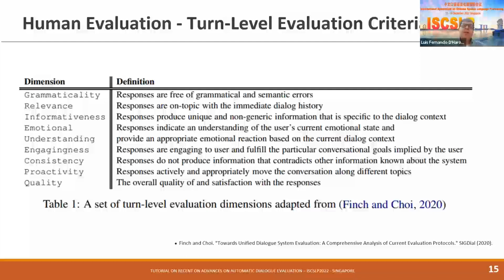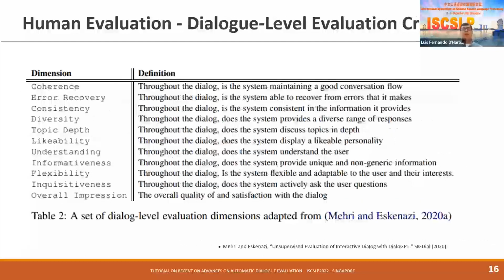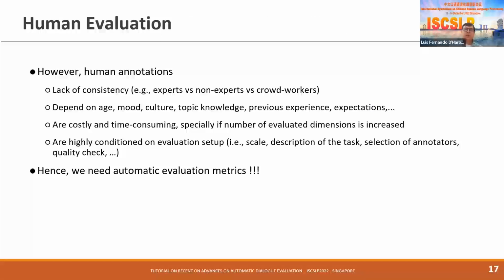There could also be different evaluation criteria. Let's say turn level. We can see here grammaticality, relevance, informativeness. We can check if the chatbot is emotional or not, if it's engaging or not. So we have different dimensions at turn level. And then we can also have different evaluation criteria at dialogue level. The dialogue level is more complex because it needs to check the whole dialogue, not only one single turn. But again, you can check for coherence, consistency, diversity, informativeness, and all these dimensions are important to evaluate the chatbot.